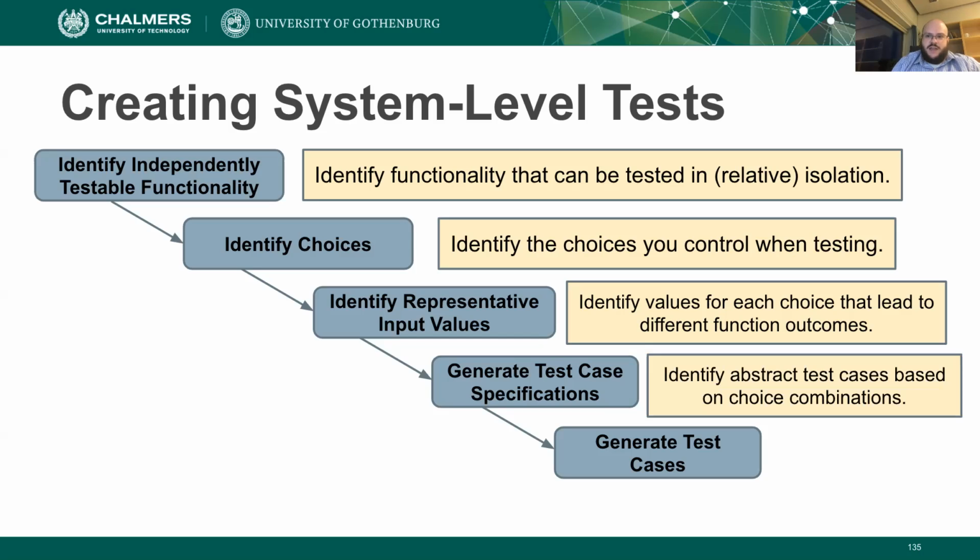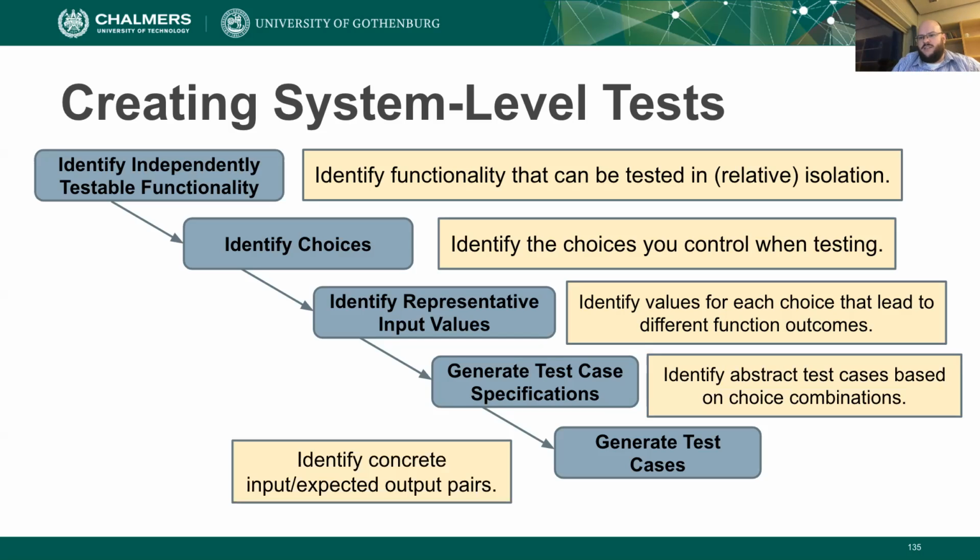Test case specifications are abstract recipes for test cases. They combine one choice for each of those, or one representative value for each of those choices. You combine those, and those form these abstract tests. Now, these will say, choose this kind of value, choose this kind of value for choice B, choose this kind of value for choice C. And from there, you can create one or more concrete test cases where you fill in a specific value rather than the abstract representative value, right?